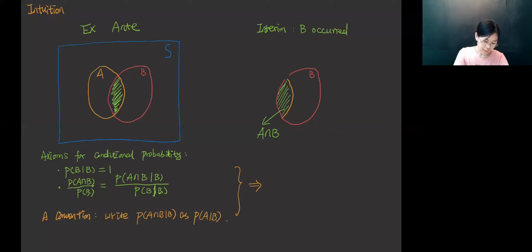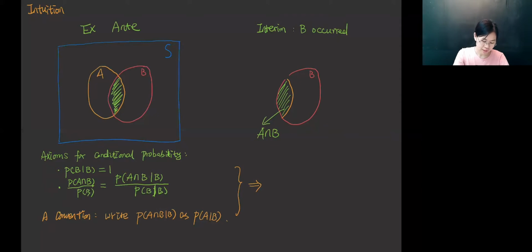If we want to define the conditional probability given B, we might consider some intuitive axioms. The first axiom that's intuitive to us is probability of B given B equals 1. This is quite intuitive because with the new information, the sample space reduces to B. So B is the new sample space. Given that B occurred, therefore the probability of B given B should be 1.